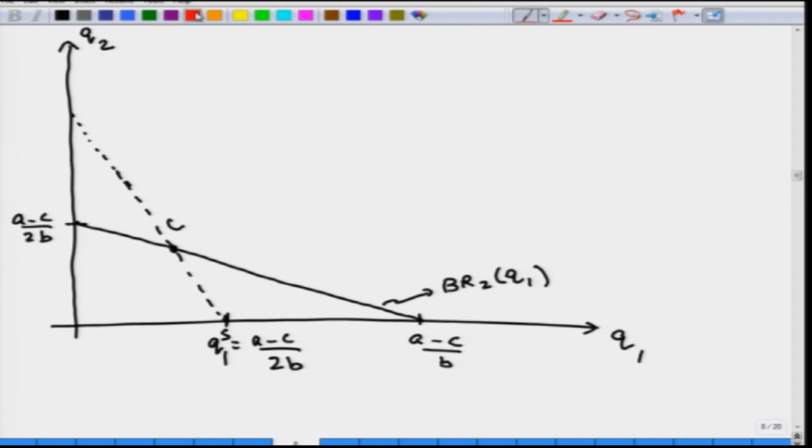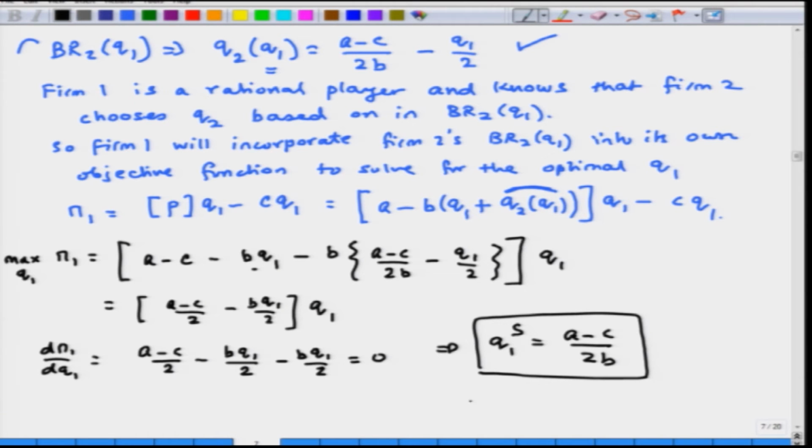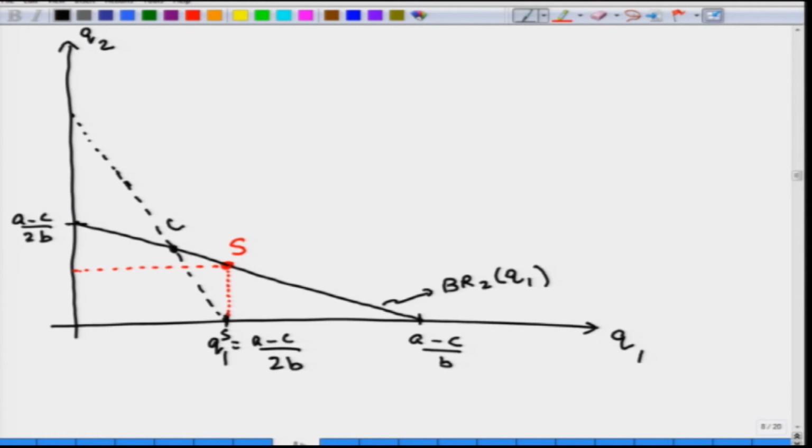And given that firm 1 is choosing this output, firm 2 is going to choose its output based on its best response function. So, this is the Stackelberg output. So, firm 2's output, if I look at firm 2's best response function, is (A minus C) divided by 2B minus Q1S divided by 2, which is (A minus C) divided by 2B divided by 2. So, the output produced by firm 2 is (A minus C) divided by 4B. So, this is the output produced by firm 2, and that output is here.